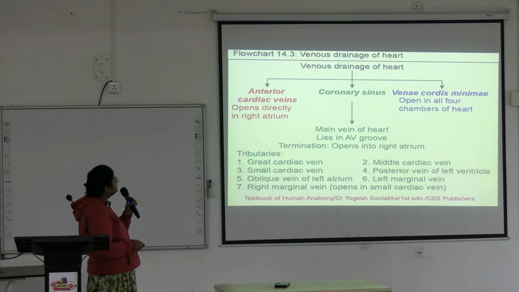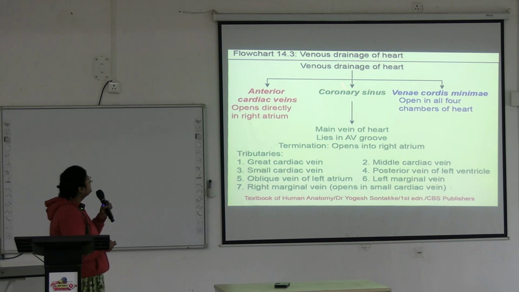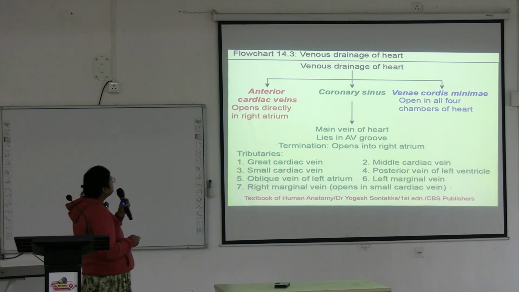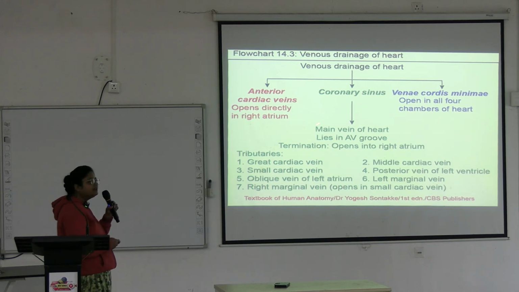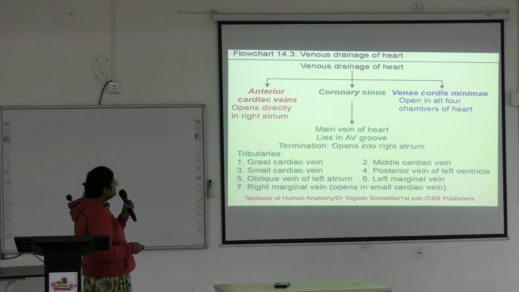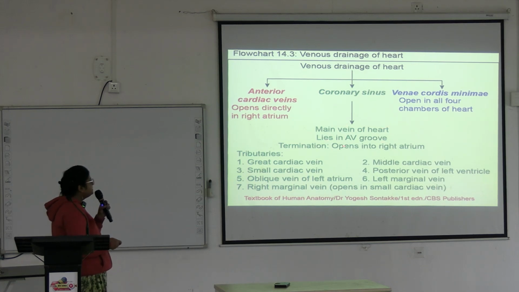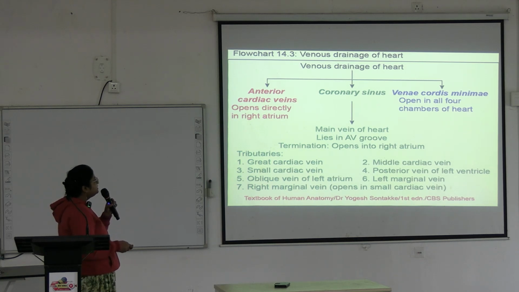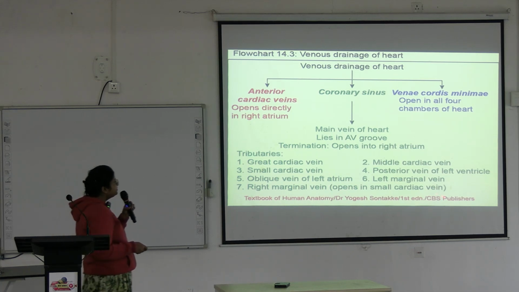So this is summarization of venous drainage of heart. It is drained by anterior cardiac veins, opens directly into right atrium, coronary sinus, and venae cordis minimae opens in all the 4 chambers of the heart. Coronary sinus is main vein of heart, lies in AV groove, termination opens into right atrium. These are the tributaries: great cardiac vein, small cardiac vein, middle cardiac vein, posterior vein of left ventricle, oblique vein of left atrium, left marginal vein, right marginal vein, opens in small cardiac vein.